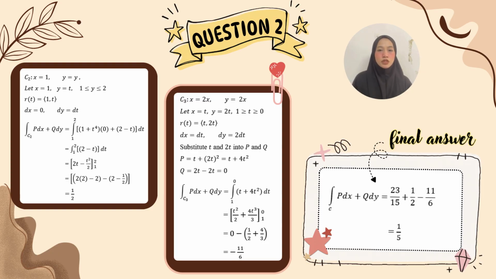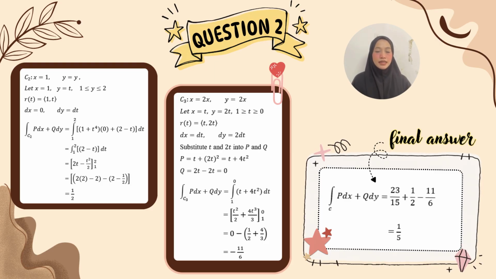Meanwhile, for C3, y = 2x, where x goes from 1 to 0. Then we let x = t and y = 2t. So dx = dt and dy = 2 dt. Substituting into P and Q gives us the integral of t + 4t² dt from 1 to 0. Solving this, we get −11/6 for C3.